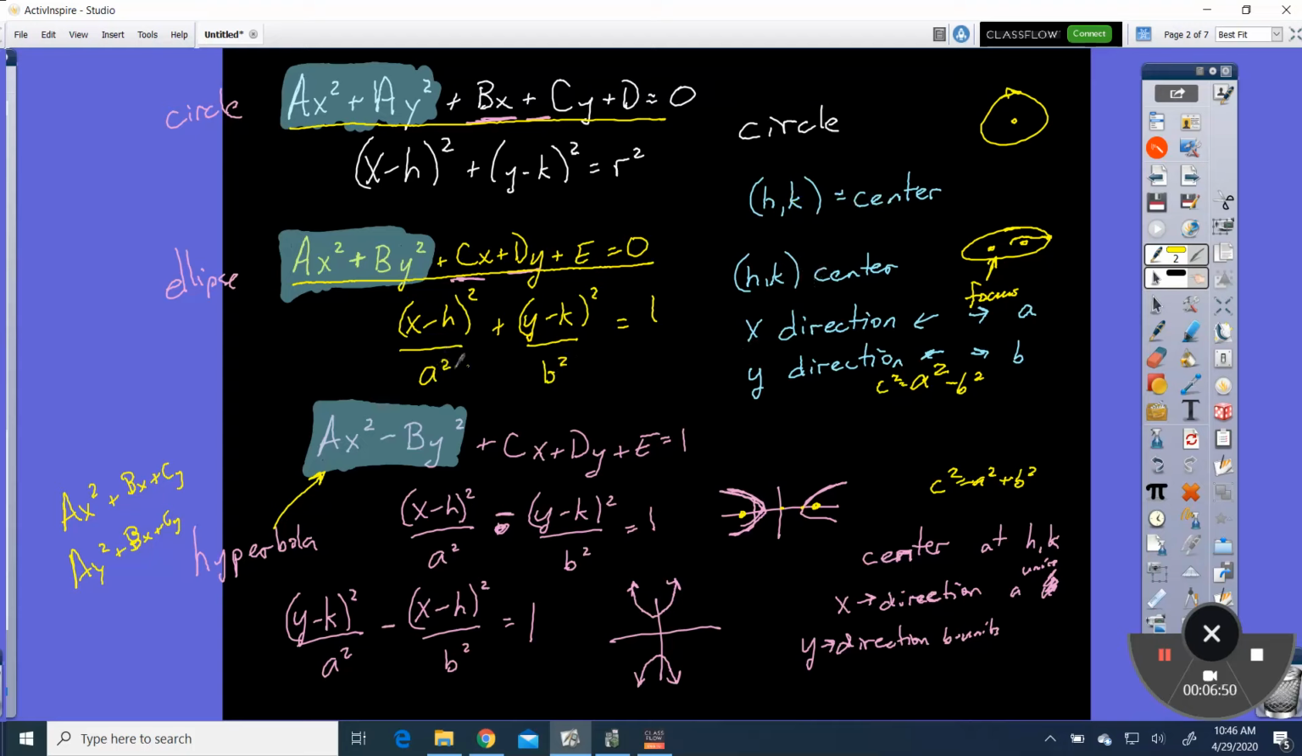This a squared and b squared stuff, once we find where the center is, this tells me how far left and right to go to get to the vertex. Okay, so that's how far left and right to go to get to the vertex. So if it's below my x's, that tells me to go left and right on your x's. If it's below your y's, that's how far we go in our y direction. Okay. There's one last thing that we need to talk about with ellipses and hyperbolas.